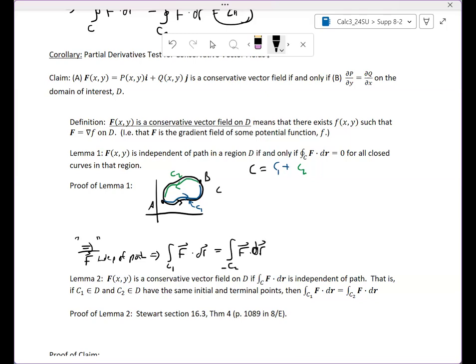If F is independent of path, then if I take two different paths between A and B, I need to get the same result. That's the definition of independent of path. But the integral over negative C2 of F dot dr is just the negative of the integral over C2 of F dot dr. If we traverse the path in the opposite direction, we just get the negative value of the integral. Well, but wait.